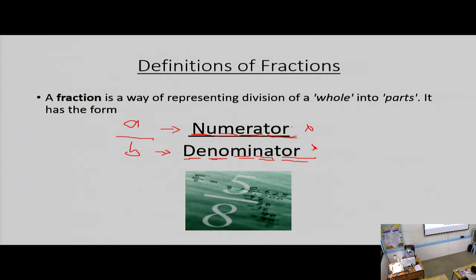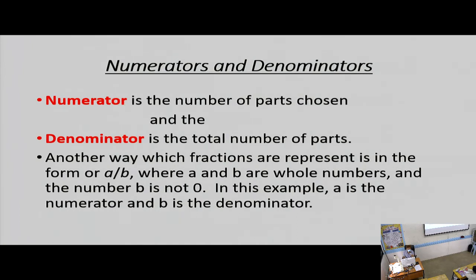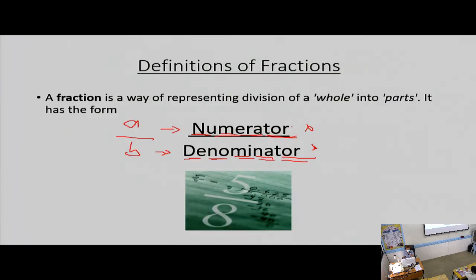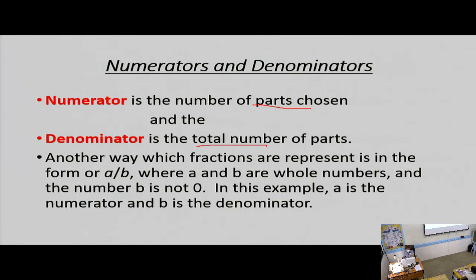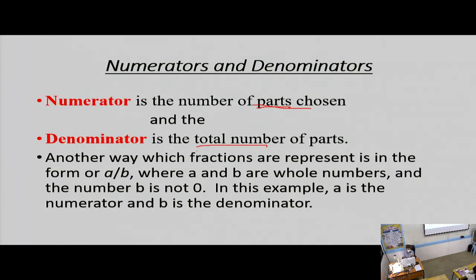Okay. So, what is numerator and denominator? The numerator is the parts chosen. And the denominator is the total number of parts. Again, remember, a fraction is representing a whole into its parts. So, the numerator is the parts chosen, and the denominator is the total number of parts. You just need to remember that. Again, numerator, denominator.